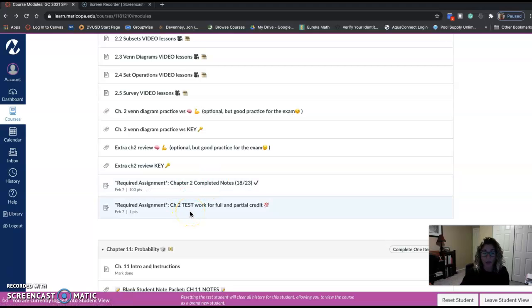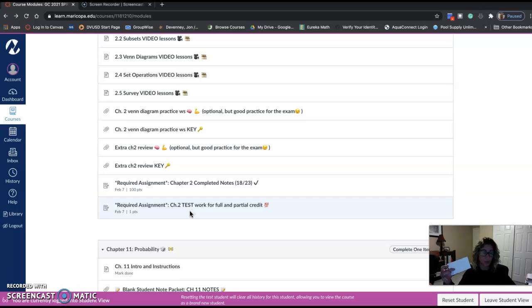Now, as you're taking your chapter two test, you are allowed a few things. You are allowed 1 3x5 note card. So front and back, I don't care what you write on it. So 1 3x5 note card you can use for your chapter two exam.